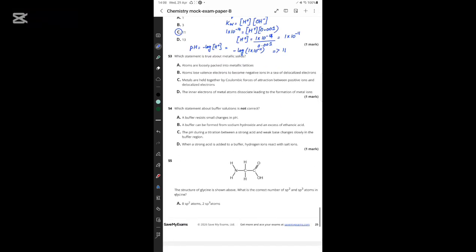Which statement is true about metallic solids? For metallic solids we have cations which are surrounded by delocalized electrons, and there is a force of attraction between them, that is electrostatic force of attraction, or we can also call it Coulombic force of attraction. So the answer is C: metals are held together by Coulombic force of attraction between positive ions and delocalized electrons.